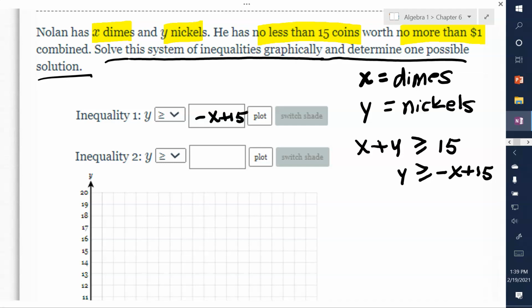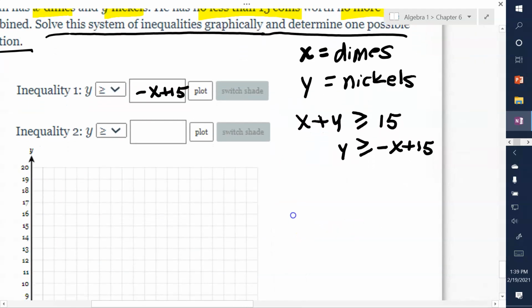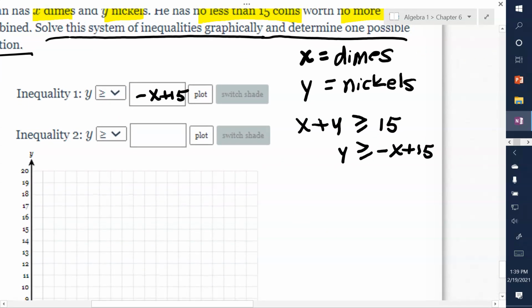Second inequality, no more than $1 combined. So this is where I'm going to write an inequality about the money. Now I know that a dime is worth 10 cents. So 0.1x plus nickels are worth 5 cents, 0.05y, and then 1. And it has to be worth no more than 1. 1 is fine, and then anything less than 1 is fine. So that's my second equation.